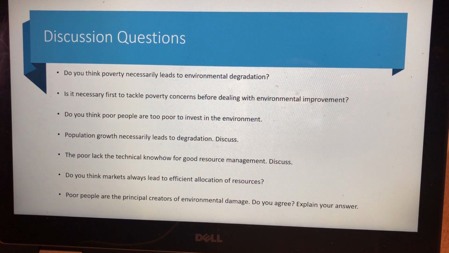Like, do you think poverty necessarily leads to environmental degradation? Just give me your thoughts on that. And if you go over the slides, you can get a good picture of how you can address this, how you can answer this. You need to do that. Remember, you should have the participation points.